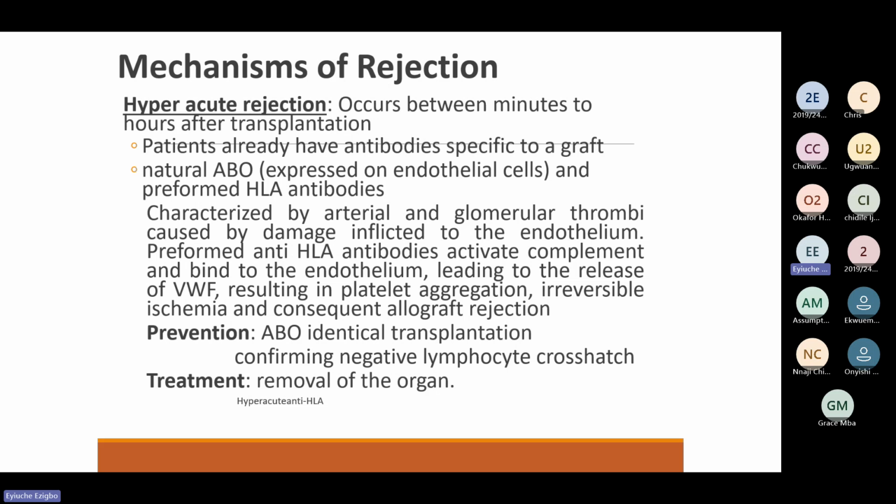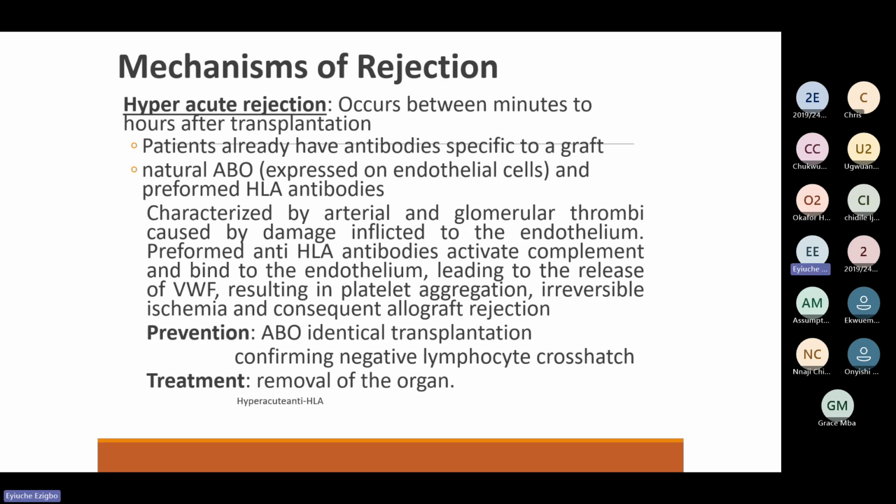Some things that can give rise to this mechanism of hyperacute rejection are the natural ABO antigens expressed on endothelial cells and preformed HLA antibodies, okay? It is characterized by arterial and glomerular thrombi caused by damage inflicted on the endothelium. Preformed anti-HLA antibodies activate complement and bind to the endothelium, leading to the release of von Willebrand factor, resulting in platelet aggregation, irreversible ischemia, and consequent allograft rejection.